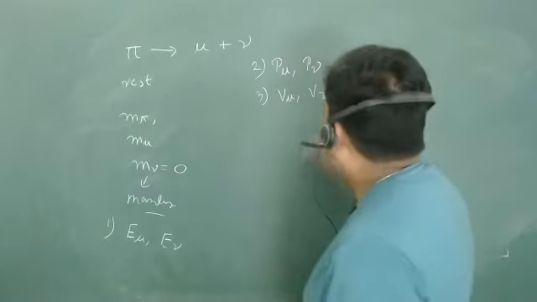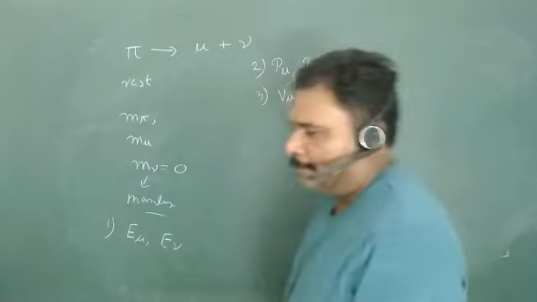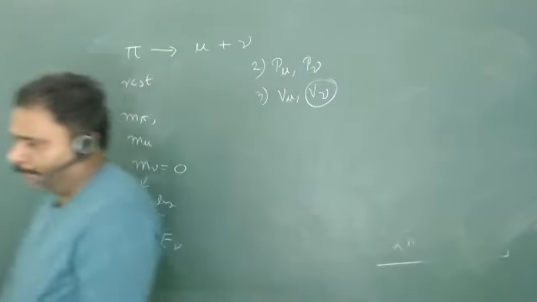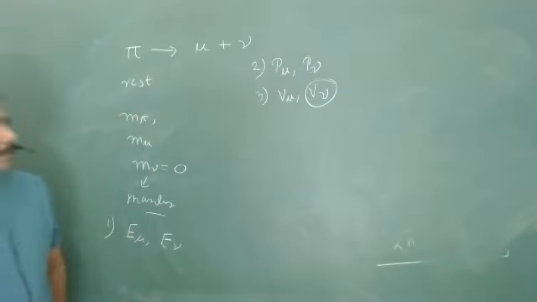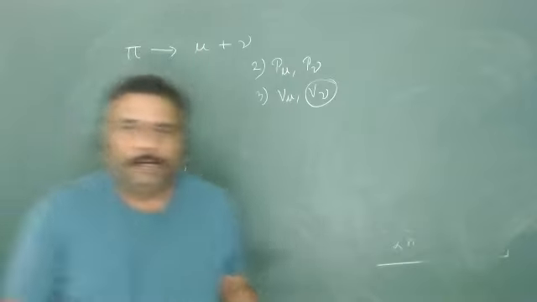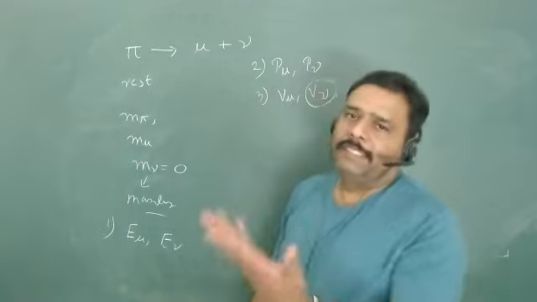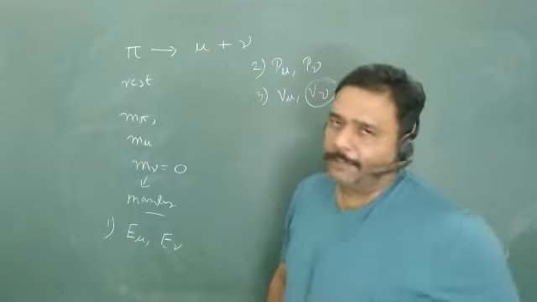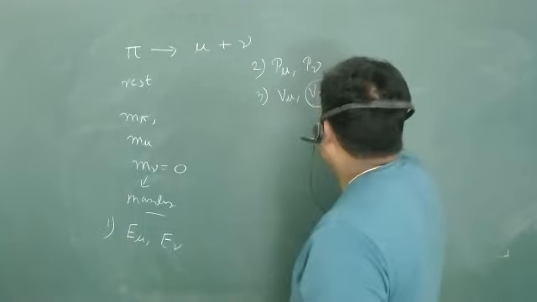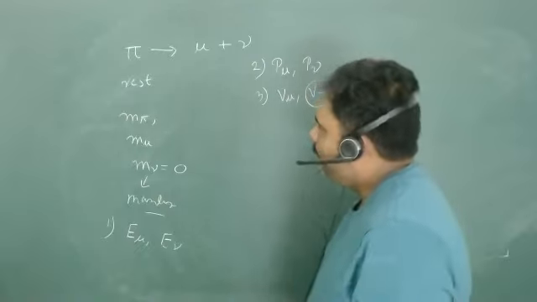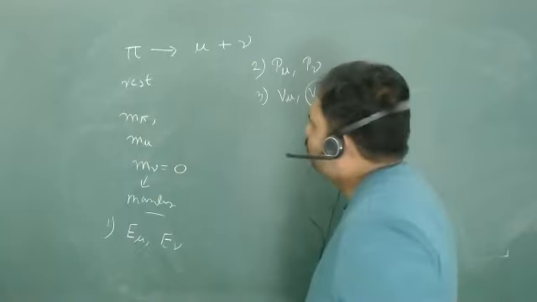By the way, what will be v nu without calculation? C. Why is it C? Because this is massless, then it has to move with the speed of light. So this value is equal to C. Okay, so just try to enjoy this problem.